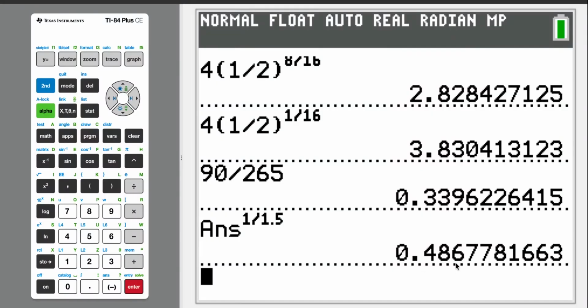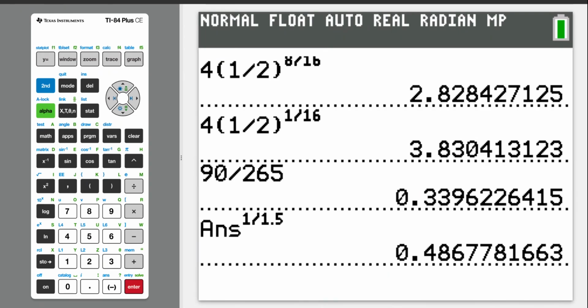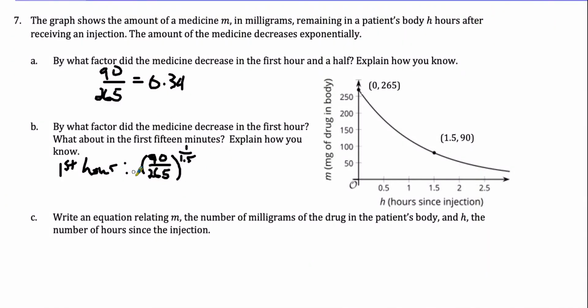So 0.487 if we go out to 3 decimal places. But again, since that's an ugly number, I can just leave that like this. I don't have to put it in as a decimal. I can just leave it as 90 over 265 to the 1 over 1.5 power.